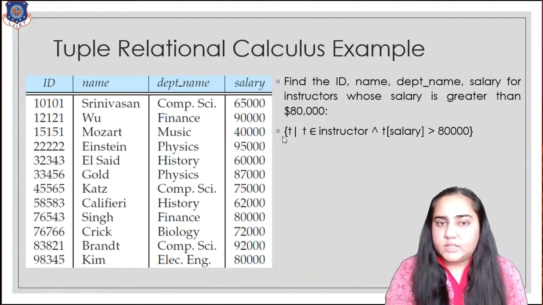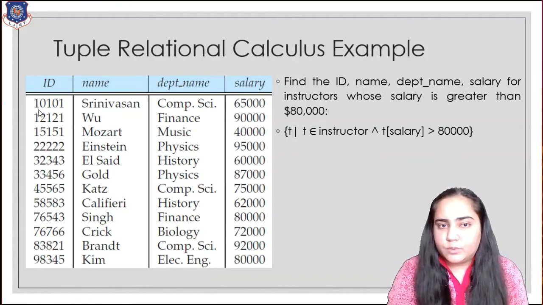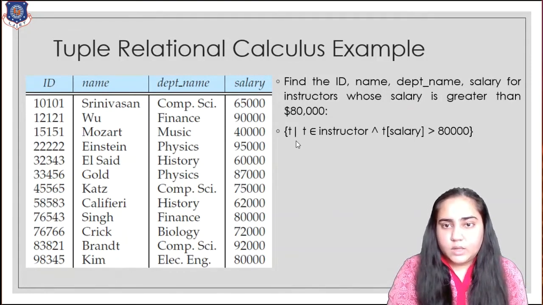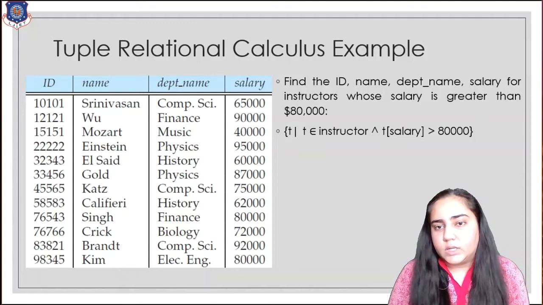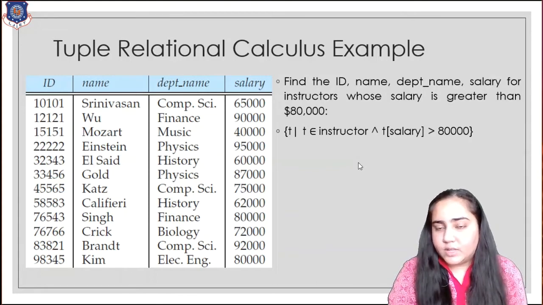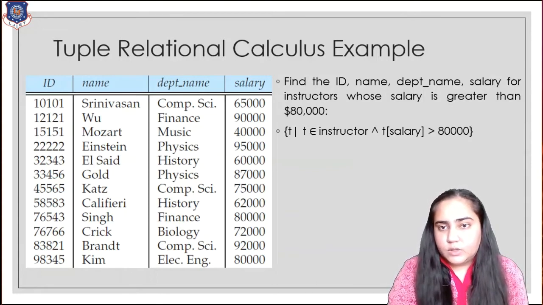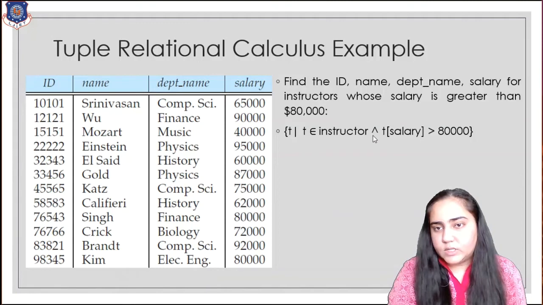So how exactly does this work? It works on the basis of a tuple. If we consider the first row is T, and of course T belongs to instructor. Like we saw in the previous slide, the structure of this query is {T | P(T)}, where P stands for a predicate that is true for T. So here, T belongs to instructor is true. This part is true because T is something I've taken from instructor.